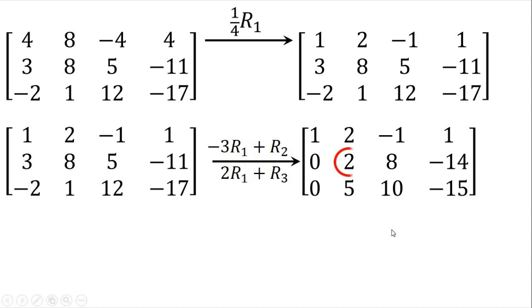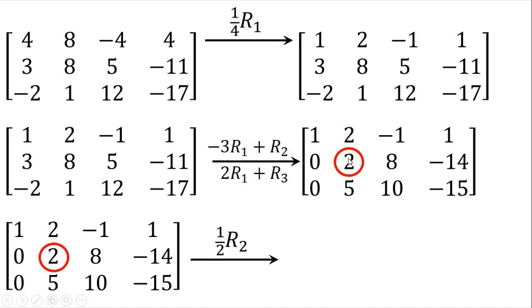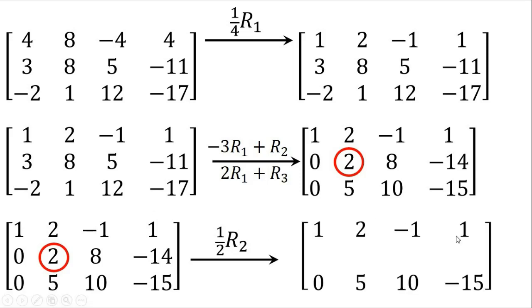After that, our next goal is to make this entry here 1. To do that, we can perform another row operation. We multiply row 2 by 1/2. So we simply copy row 1 and row 3, and then the second row is transformed into 0, and then 2 times 1/2 is 1, and 8 times 1/2 is 4. Negative 14 times 1/2 is negative 7.